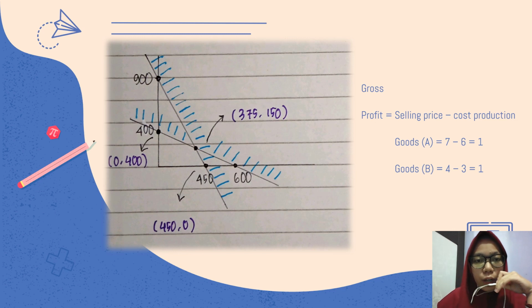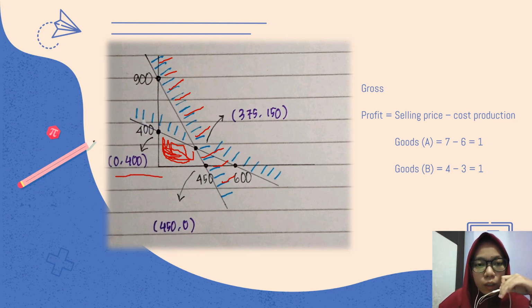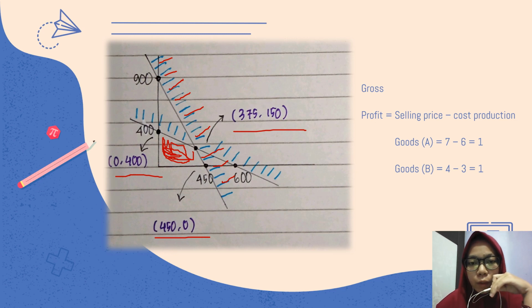So this is the graph. We shade the region above the line because we're not interested in this region. We're interested in this region. This is the feasible region. And then we got three corners. First is 0, 400, second is 450, 0, and the last is 375, 150.